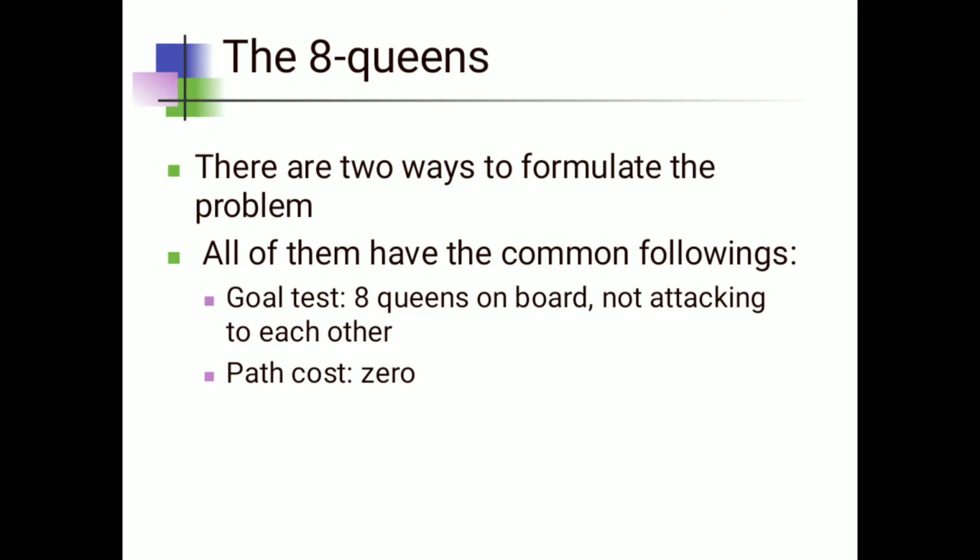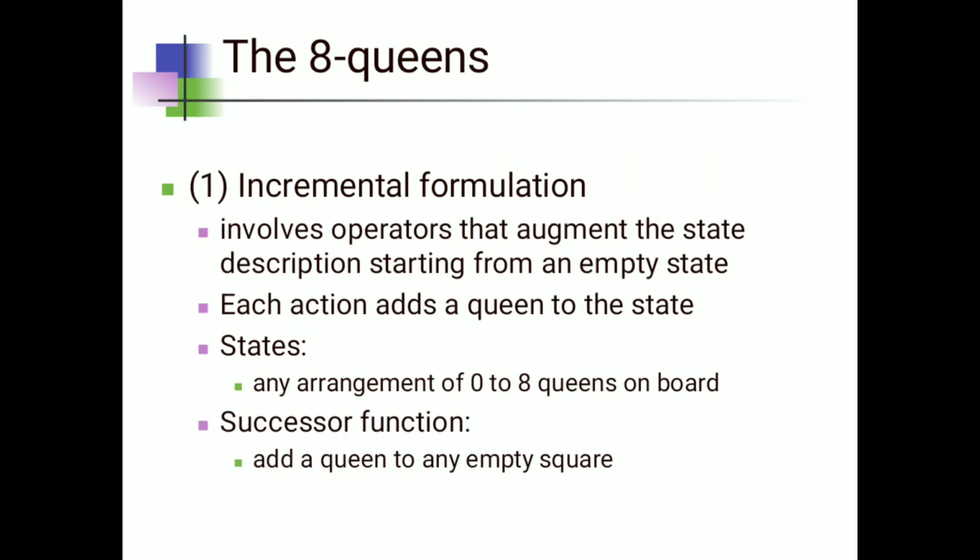Path cost is of no interest because only the final state counts. So in the 8 queens, the path cost is not important. We only want the goal test where all 8 queens are present on the board in non-attacking positions. So now first we'll see the incremental formulation. There are two ways to solve this 8 queens problem.